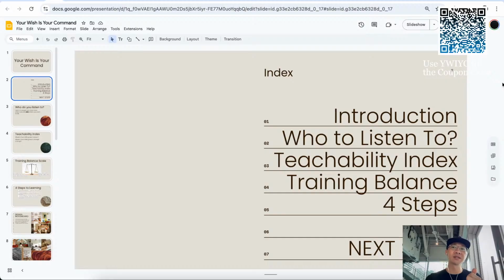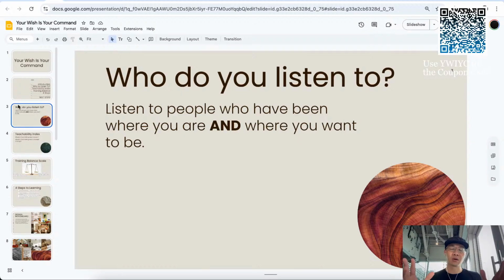The 4 major lessons are: number 1, who do you listen to; number 2, teachability index; number 3, training balance scale; and number 4, 4 steps to mastery. Now, who do you listen to? According to Kevin, listen to people who have been where you are and where you want to be. I'm going to say that again. You can listen to many people online who want to achieve your goals, dreams, desires. Who do you listen to? Listen to people who have been where you are and where you want to be.